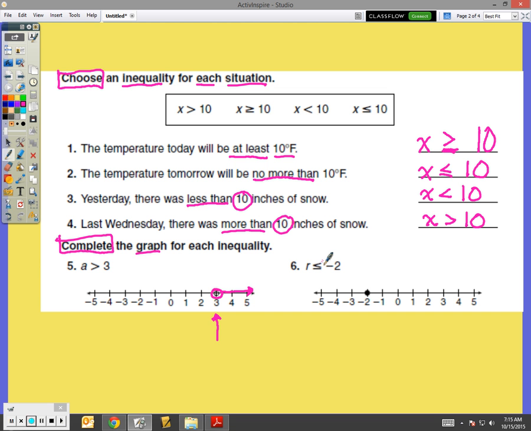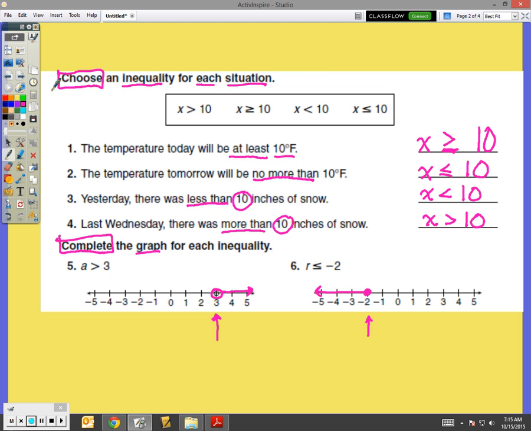Now this says R is less than or equal to -2. Now notice, it's a closed circle because -2 is included. -2 makes this inequality true. So -2 is less than or equal to -2. But now it says less than. So where are the numbers that are less than -2? To the right or to the left? -1, 0, 1, 2, 3. 2 is greater than -2. Oh, so we're going to go to the left because -3 is less than -2. But it's filled in because it's equal to.